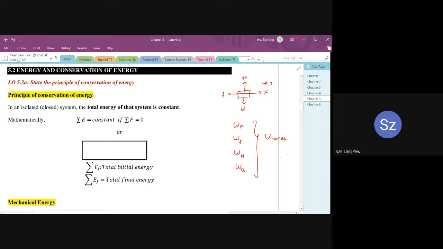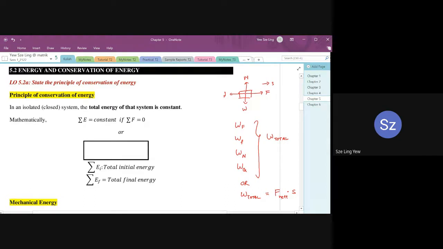So W total, you have two different methods to calculate it, either by using net force or by using the work done from each component. Work done by each component, then you add them up, and that also equals the total work done. Or W total also equals F net dot S. So you look for the net force. Previously we used force by component. If you want to calculate total work done, then you use net force. So how to calculate net force? You have learned it in chapter 4. So in this chapter, you need a bit of knowledge from chapter 4.